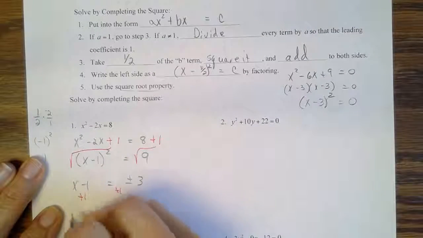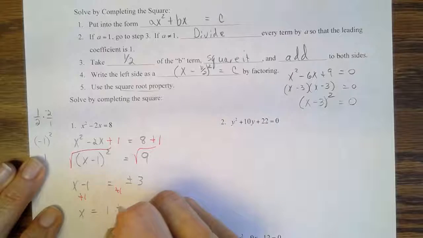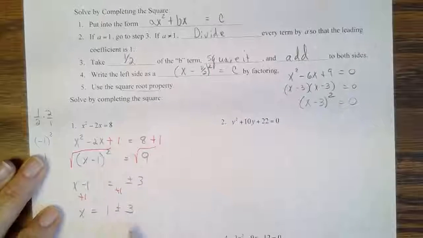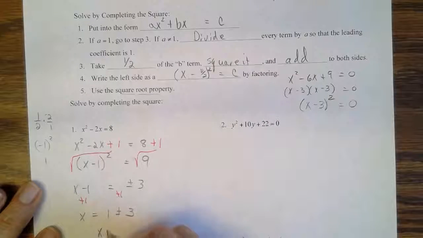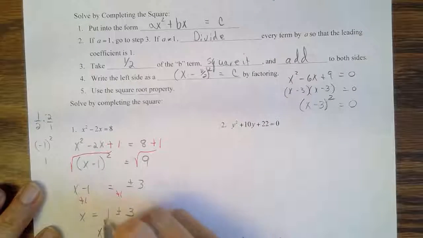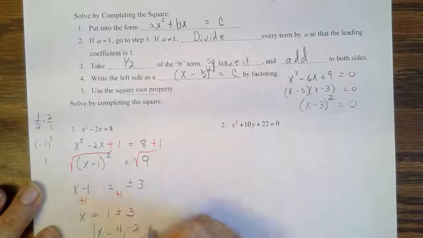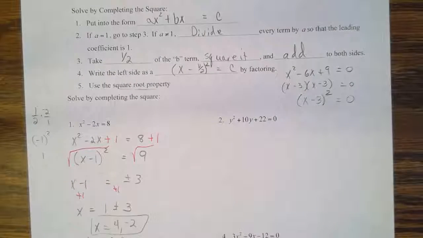So x equals 1 plus or minus 3. Now since 3 is an integer and 1 is an integer, I can actually figure out what x is. X actually equals 1 plus 3, which is 4, and 1 minus 3, which is negative 2. And there's my answer. And this is a process of completing the square.